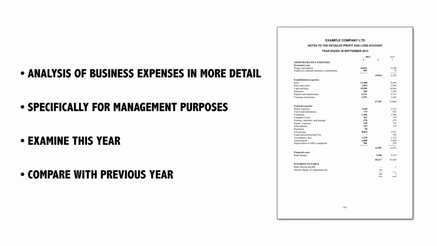The final page of your accounts is a detailed breakdown of the expenses of the business. Administrative expenses are the overheads of the business. Check these figures firstly for this year and then also look at them in comparison to the previous year. For example, in this set of accounts, the advertising figure for the current year is £8,064 as opposed to £2,931 for the previous year. Why is this? Is there a valid reason for it? In this case, an advertising campaign was run during the period, resulting in higher expenses for advertising.